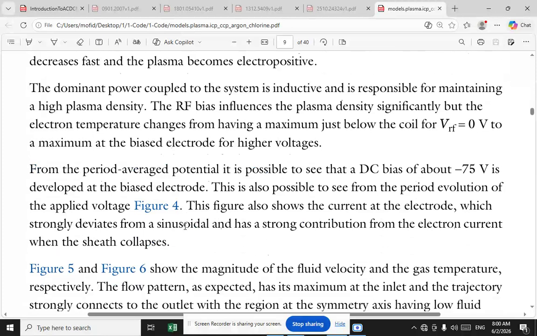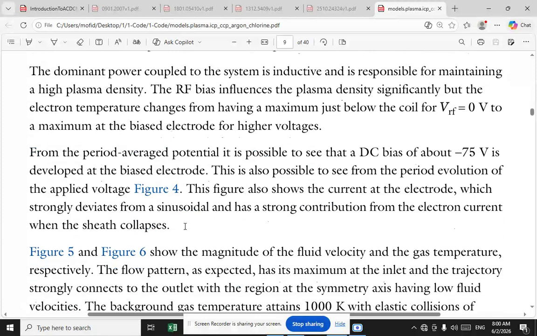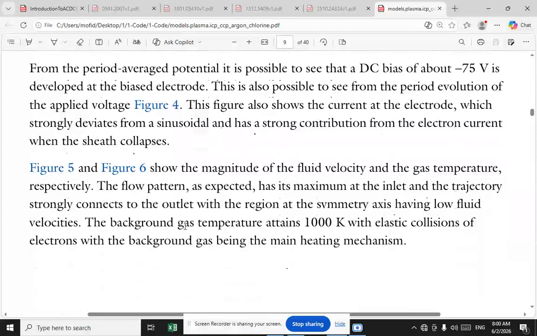The dominant power source to the system is inductive and is responsible for maintaining a high plasma density. The radio frequency bias does not influence the plasma density significantly, but the electron temperature changes from having a maximum just below the coil for radio frequency voltage equal to 0 volt to a maximum at the bias electrode for higher voltage. From the period average potential, it is possible to see that a DC or direct current bias of about minus 75 volt is developed at the bias electrode.